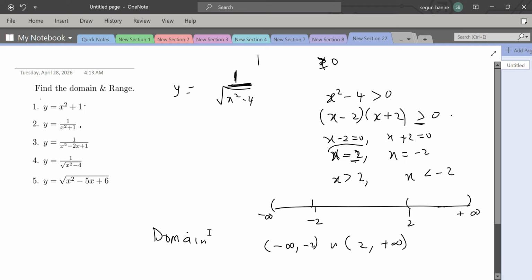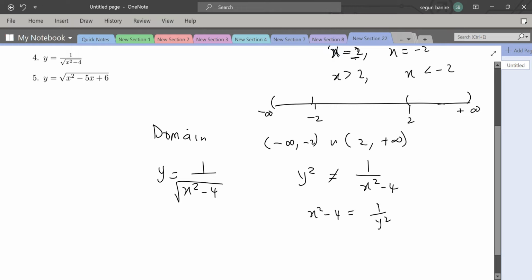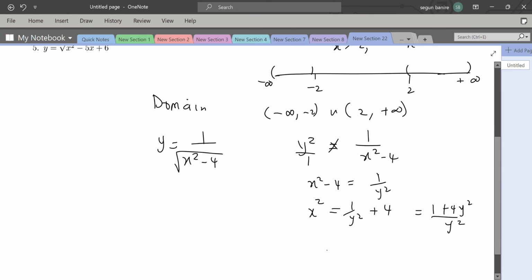So let's look at the range. Now for the range, 1 over the square root of x squared minus 4, you can square both sides, and get y squared equals 1 over x squared minus 4. x squared minus 4 equals 1 over y squared, when you cross multiply it, then you can take 4 to the other side, plus 4, then this will give you 1 plus 4y squared over y squared. So what do you do next? You look for the square root. So that is the square root of 1 plus 4y squared over y squared.